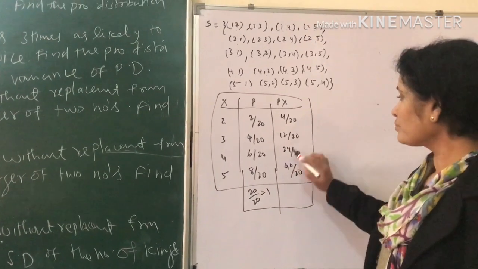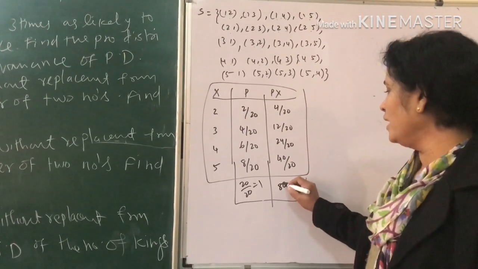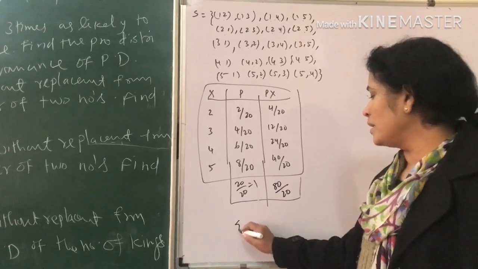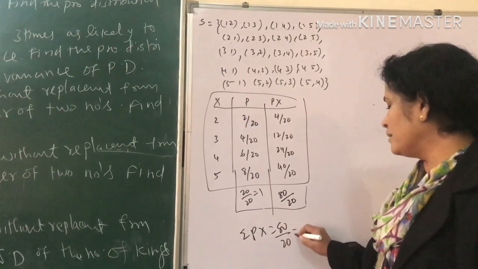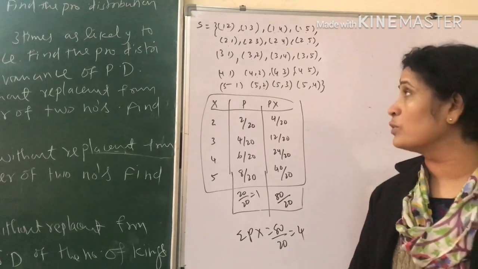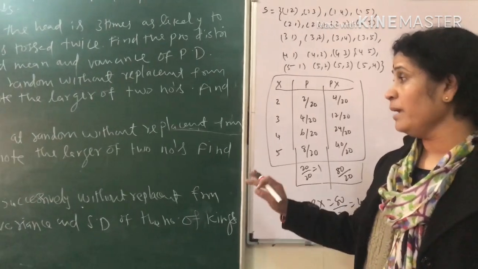Now here is 24, 28, 30, 40, 40 plus 40, 80 out of 20. So that is summation Px is equal to 80 out of 20. That is equal to how much will you get? 4. So what is the mean of this one? 4. Are you clear?